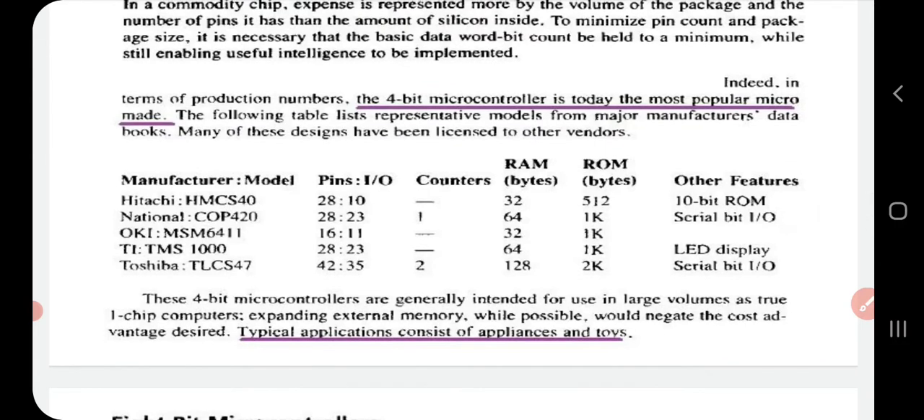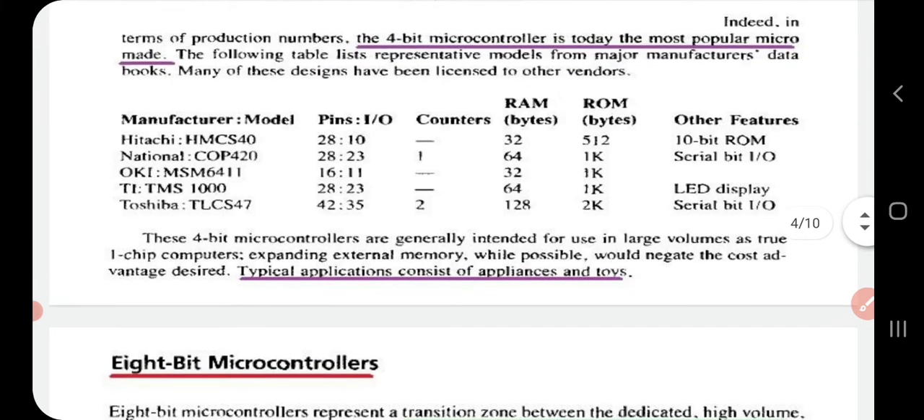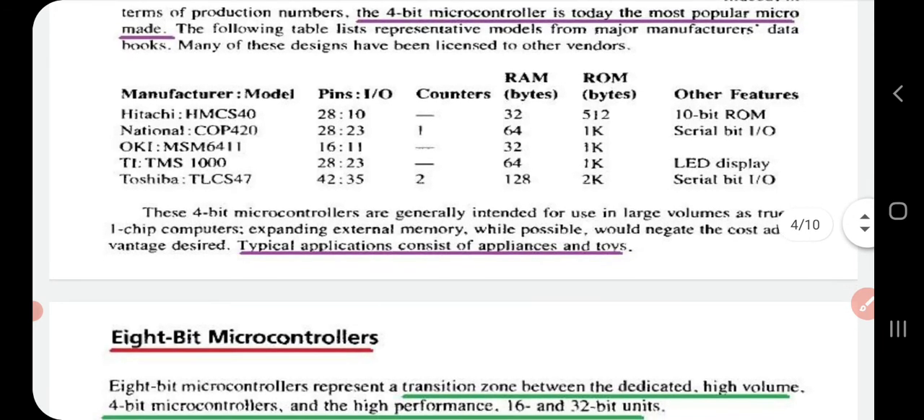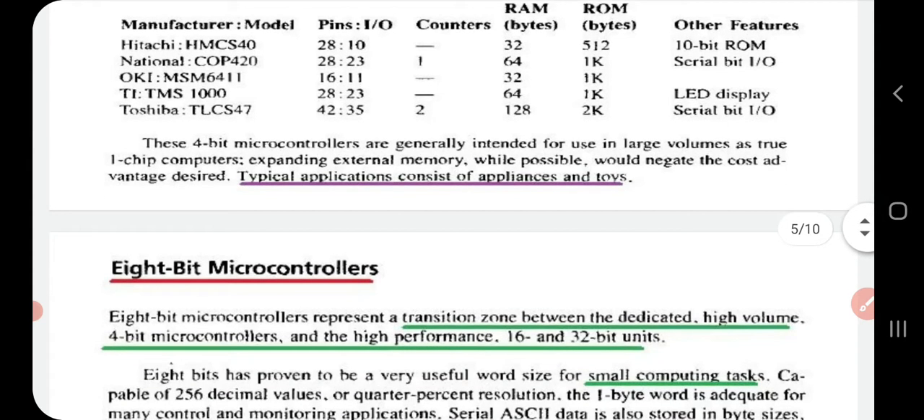There is no need to learn all of this by heart. You can study just one or two and quote them as an example. So just write a brief paragraph about 4-bit microcontrollers and give an example. These 4-bit microcontrollers are mainly used in large volumes as true one-chip microcomputers, for expanding external memory, and the typical applications consist of appliances and toys. Okay, so these are the uses of a 4-bit microcontroller.